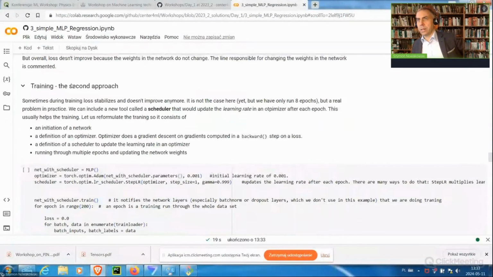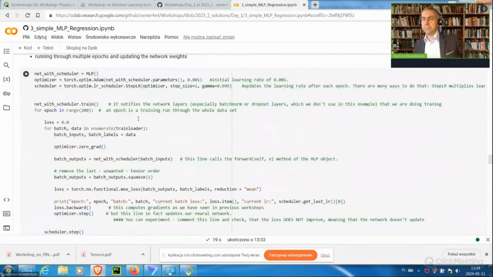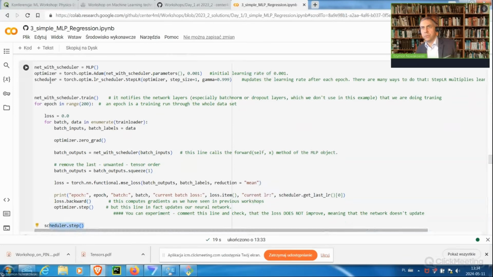Okay, so now there is a training with a scheduler, which I will skip. I will not bore you with that. You can go through it yourself. The scheduler basically changes the learning rate after each epoch. So this learning loop is different from the previous one only with this definition of the scheduler, and then the scheduler step after each epoch.